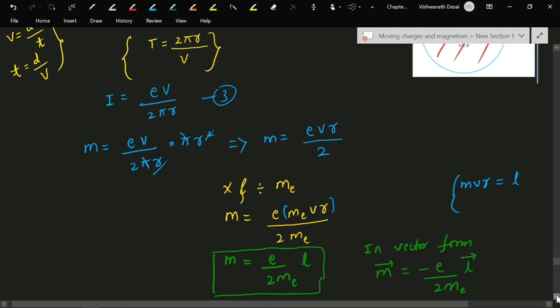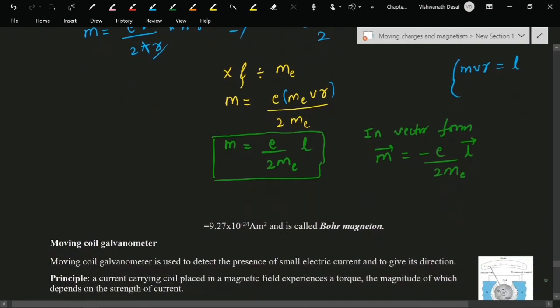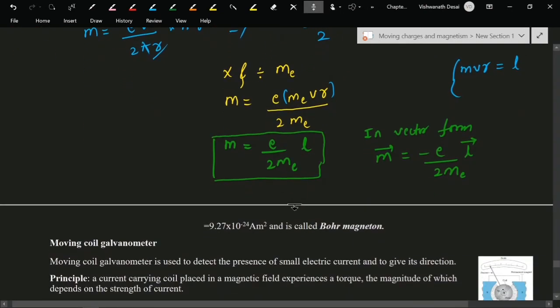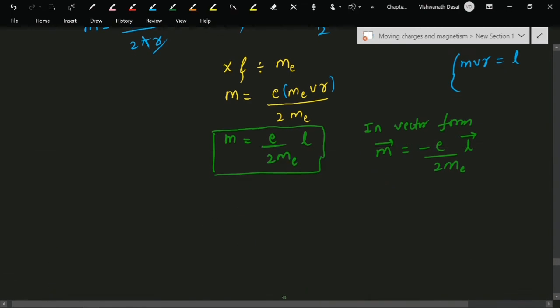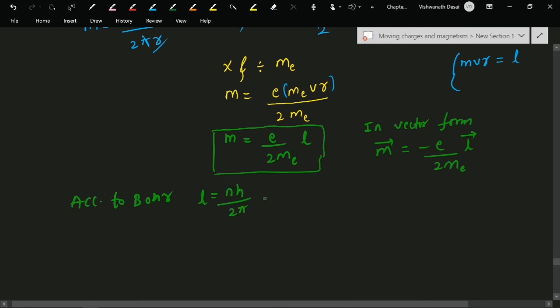Okay, now I am going to apply Bohr's postulates here. One of Bohr's postulates I will take. So according to Bohr, the angular momentum of a revolving electron is equal to nh divided by 2 pi, where n is equal to 1, 2, 3, and so on. First orbit, second orbit, third orbit of an electron.